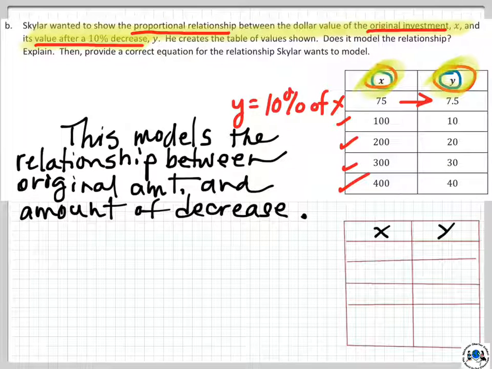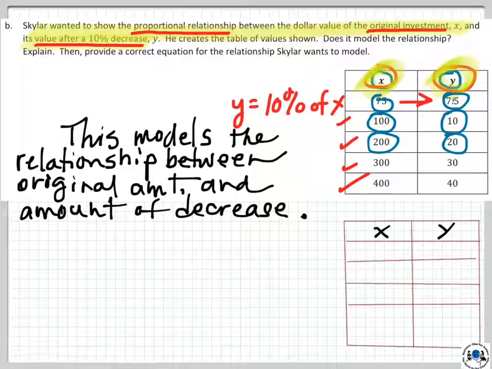I wanted to stop there for a second. I just wanted to show that 7.5 is 10% of 75, 10 is 10% of 100, 20 is 10% of 200, 30 is 10% of 300, and 40 is 10% of 400. So he has indeed created a proportional relationship, but it's not the one he intended to do.